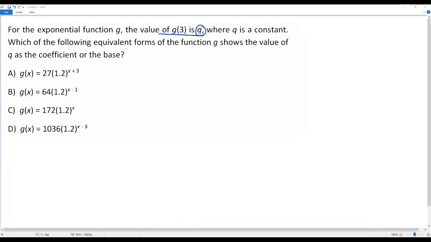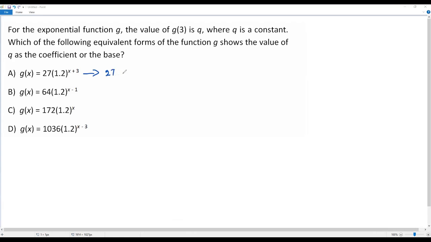Okay, the question says the value of g of 3 is q. To get the value of q in the function g of x, we have to plug in 3 for x over here. Okay, now let's verify the given answer choices one by one. Now, let me consider answer choice A. To get the value of q from the function g of x in answer choice A, I have to plug in 3 for x over here.